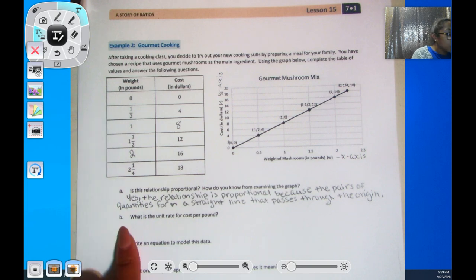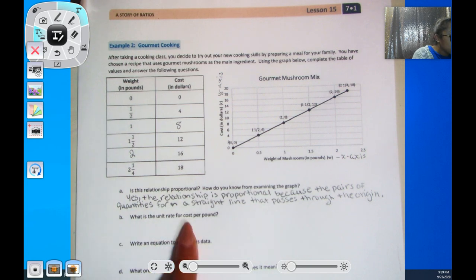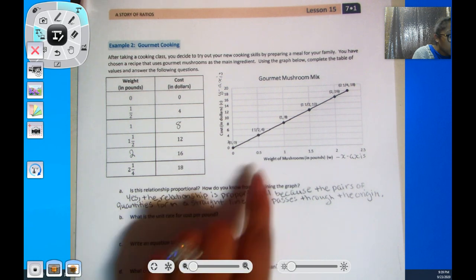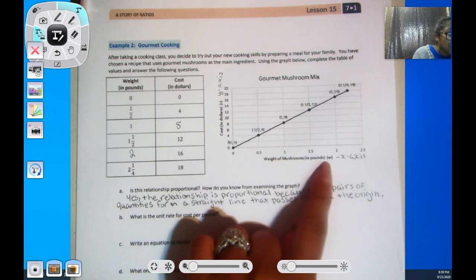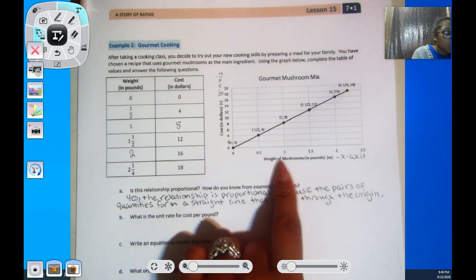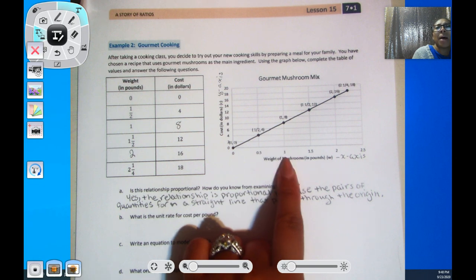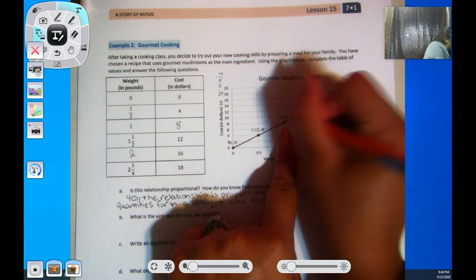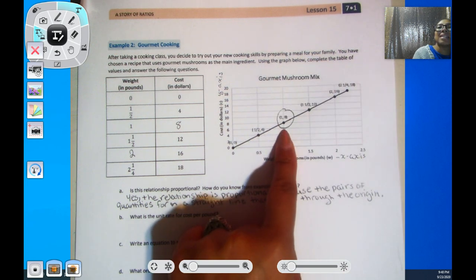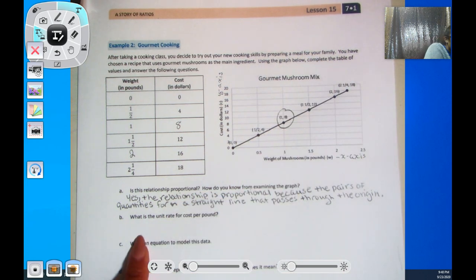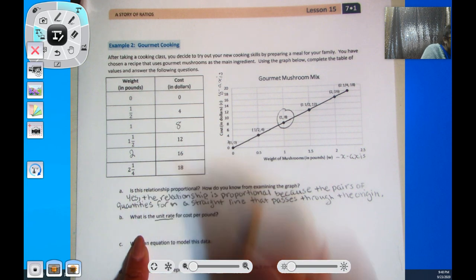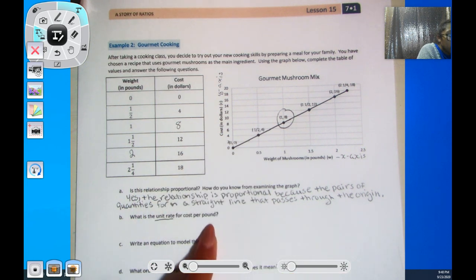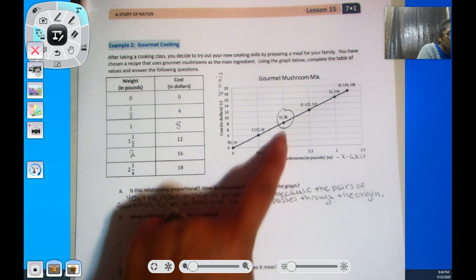Okay, letter B. What is the unit rate for the cost per pound? On a graph, to find the unit rate, we're trying to find when our x value is equal to 1. So when it's 1 pound, the cost of 1 pound of mushrooms, well, (1, 8) is the data point. So the unit rate, the cost per pound, is that 1 pound of mushrooms costs $8.